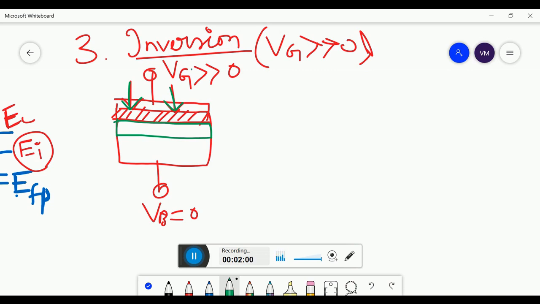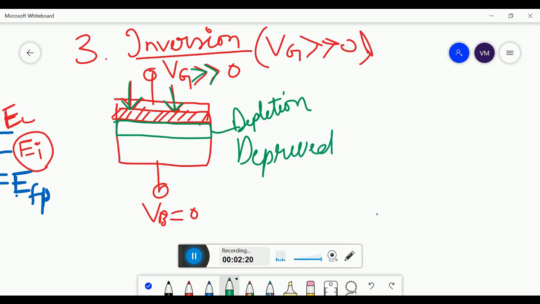Now as we are applying a very high positive potential, what will happen? What is this layer, please tell me. This layer is a depletion layer. And what does depletion layer mean? Depletion layer means it is deprived of any charge carrier. Deprived means that it has no charge carrier. Now what is left behind? Please tell me, what is left behind?